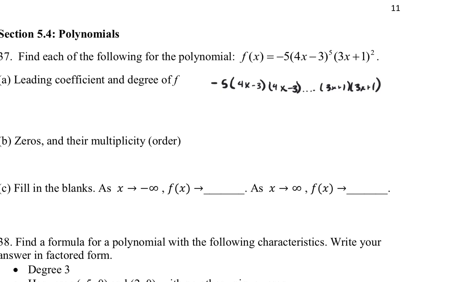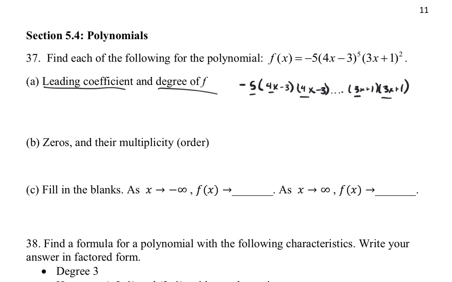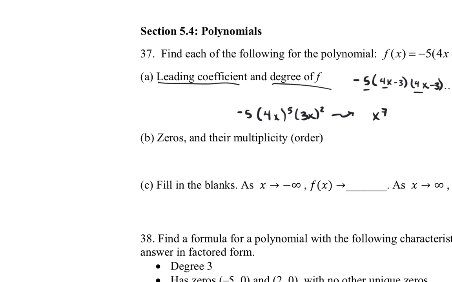Now, if we think about what is actually included in our function, the only parts that will impact the leading coefficient and the degree are the x terms inside of here, and then the -5 in front. So here, what we really need to worry about is that -5 term, 4x being multiplied 5 times, and 3x being multiplied twice. And if we were to evaluate that, we would end up with an x to the 7th term. So that means the degree is 7.